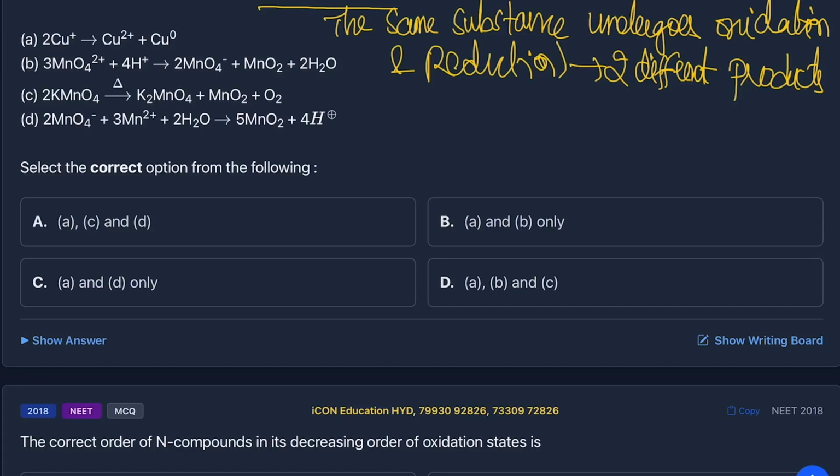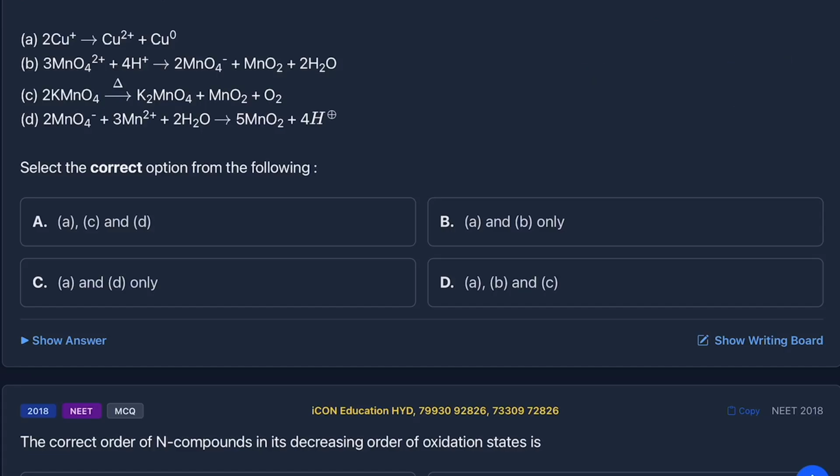We can check the first option. What is our first option? Copper: 2Cu plus gives rise to Cu2 plus and Cu.